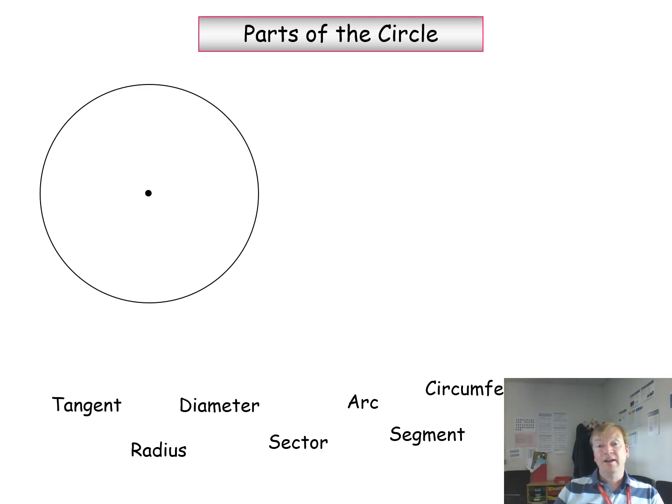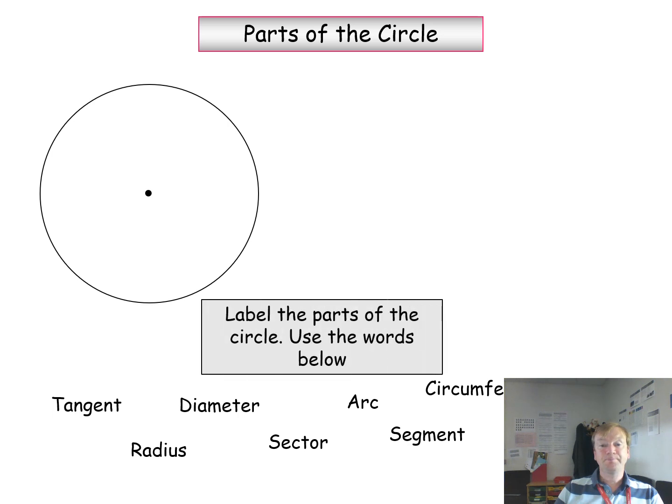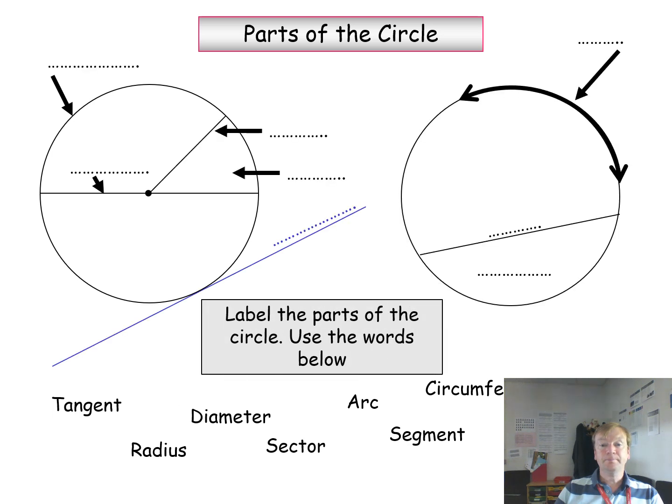Now, it's already well known in the words, but what are they to the circle? Well, let's have a look. Okay, first of all, there's the radius. The radius goes from the middle to the edge of the circle. Doesn't matter which part of the edge, but it's got to start at the middle and go to the edge.